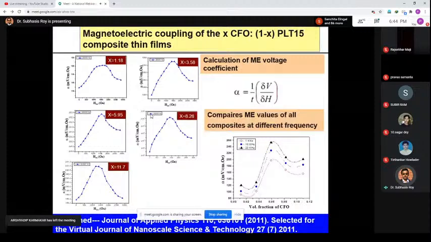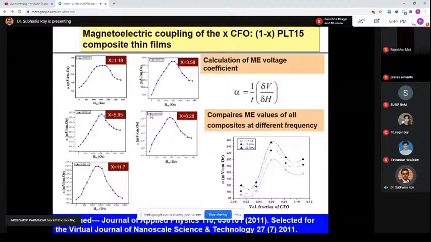So in case of the memory device, we conclude here that using a hybrid sol-gel route, we have synthesized the PLT15 and CFO composite, and we optimize the percentage where it's showing very good ferroelectric and ferromagnetic property. And then finally, this type of piezoelectric material is showing very high magnetoelectric coupling, which is nearly 250 millivolt per centimeter Oersted.